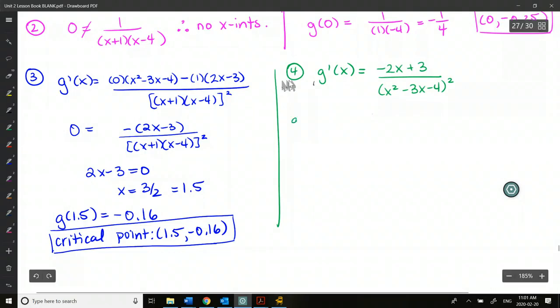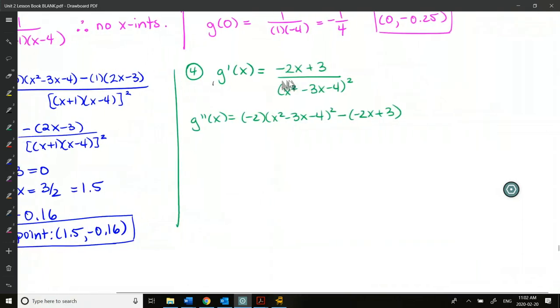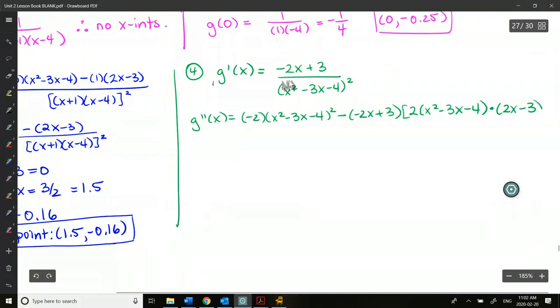Okay, so second derivative, we are going to do derivative of the top times the bottom minus the top times the derivative of the bottom. So this is going to be chain rule. So apply power rule on the outside, and then you need to multiply by the derivative of the inside, which is 2x minus 3. And square the bottom.